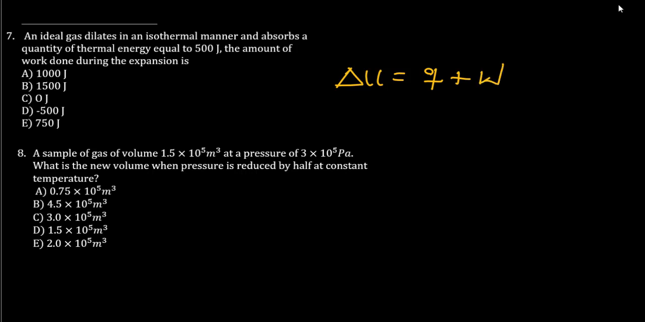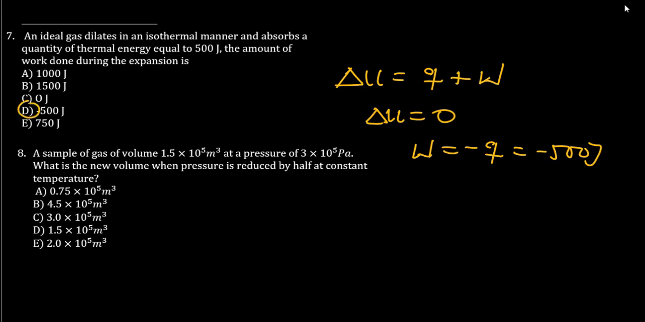Now we see that it is under an isothermal condition, and under isothermal conditions the internal energy is constant, and so the variation of the internal energy will be equal to 0. And from here we get that the work done will simply be equal to negative Q, which will be negative 500 joules. So the correct option is option D.